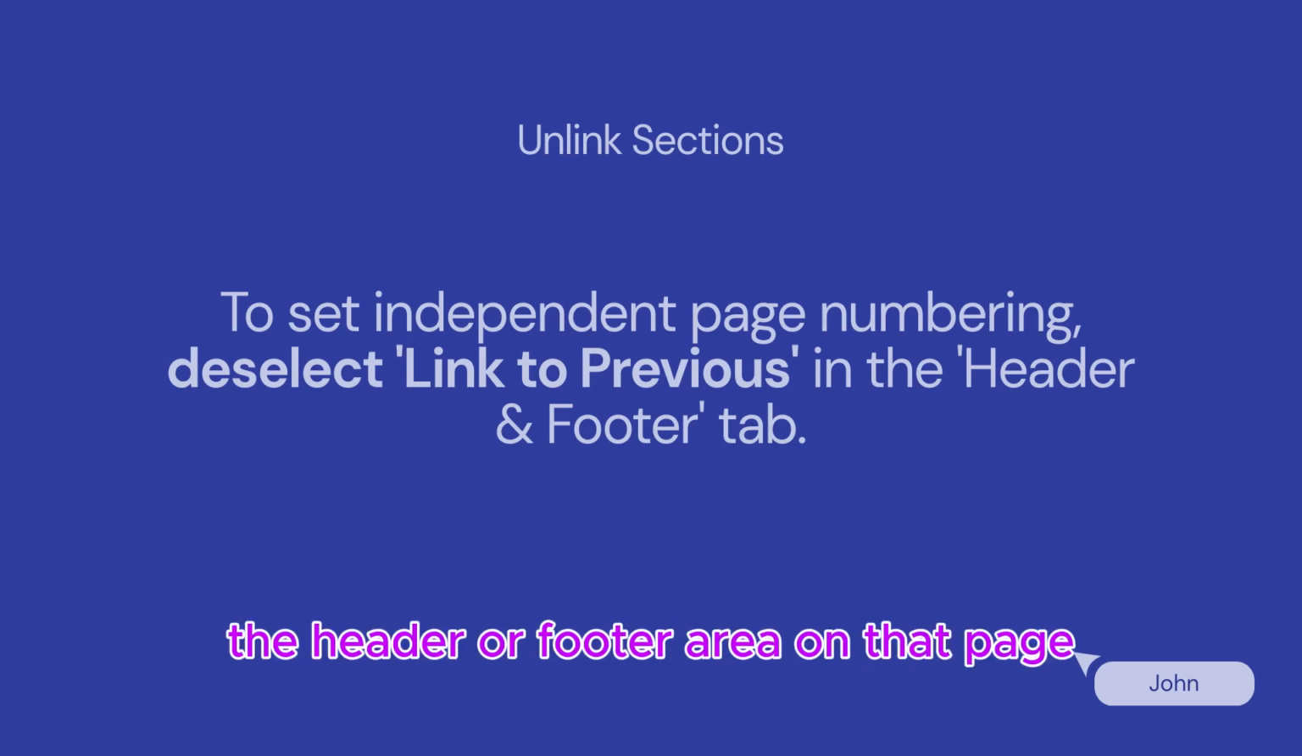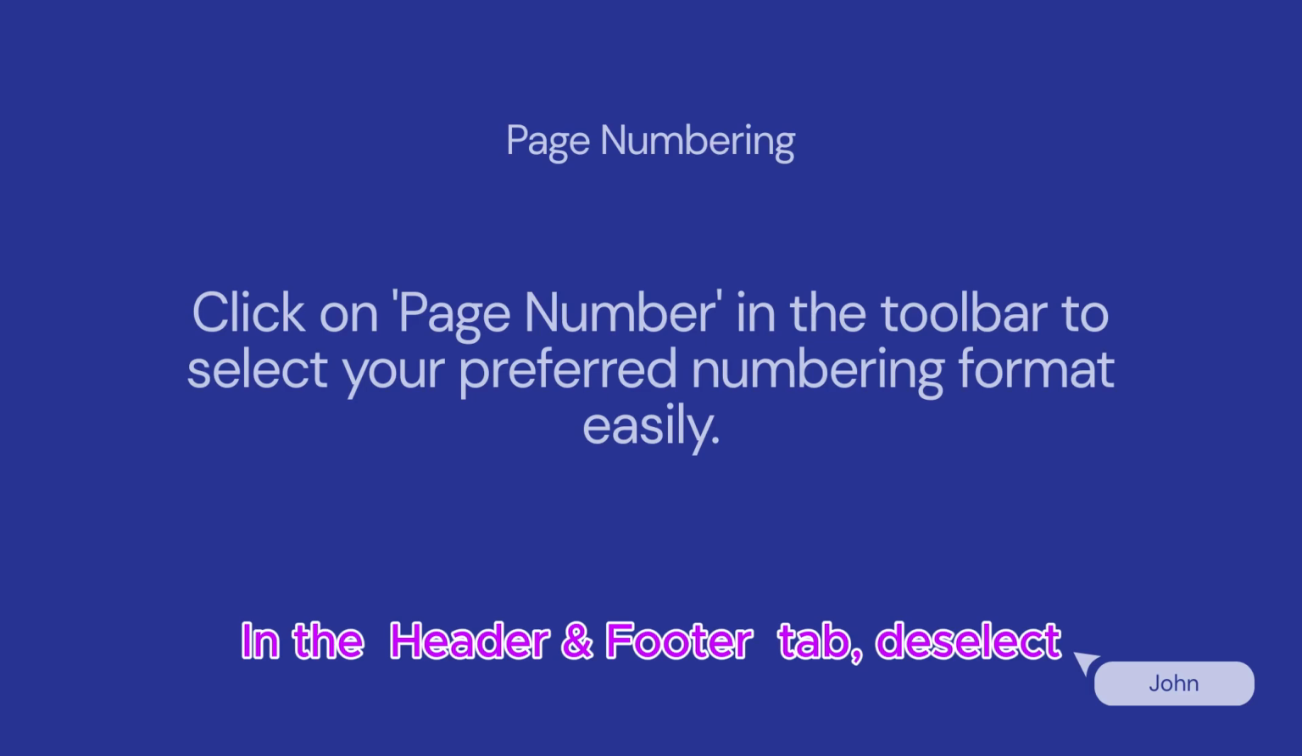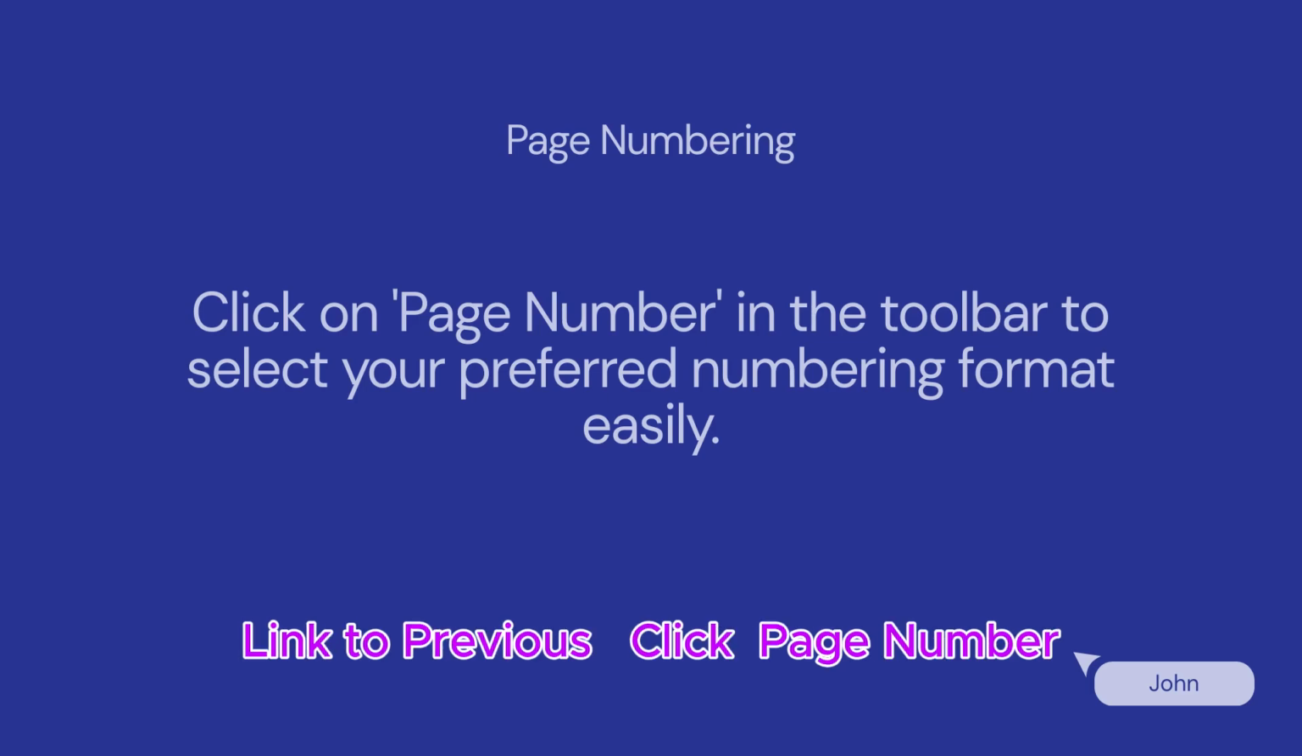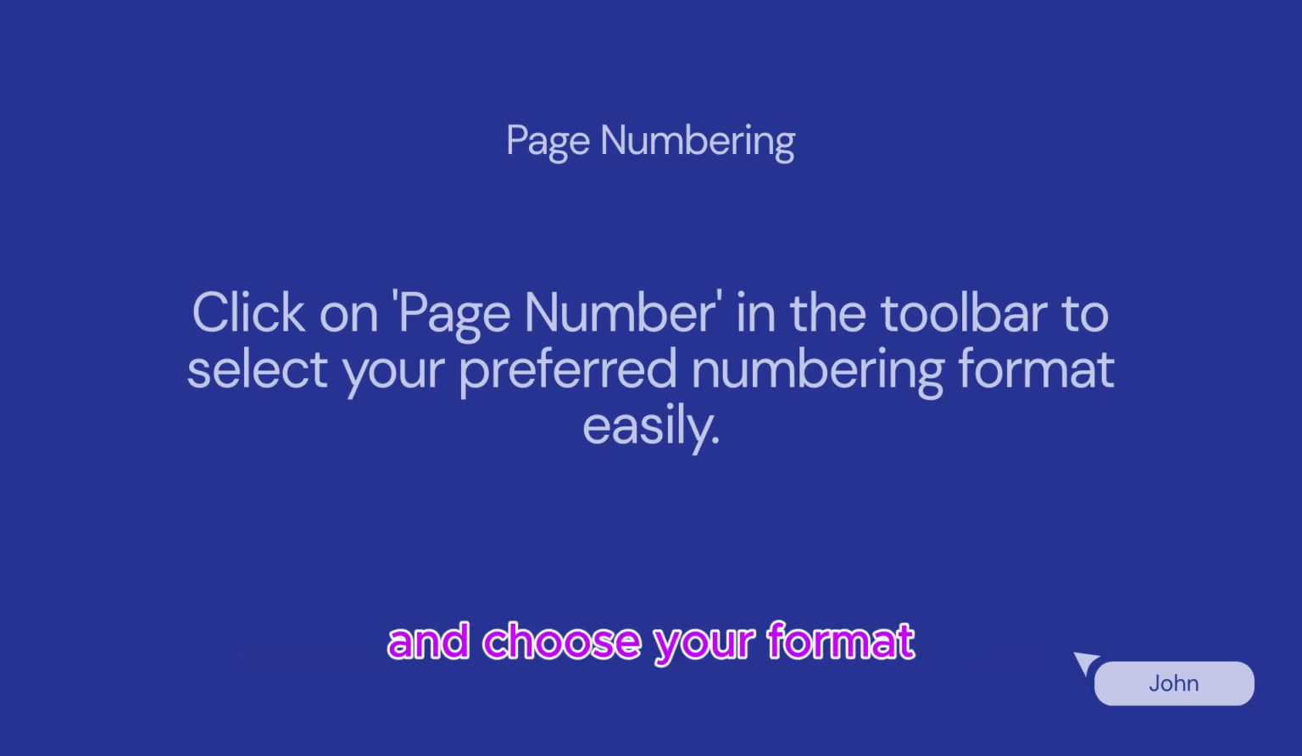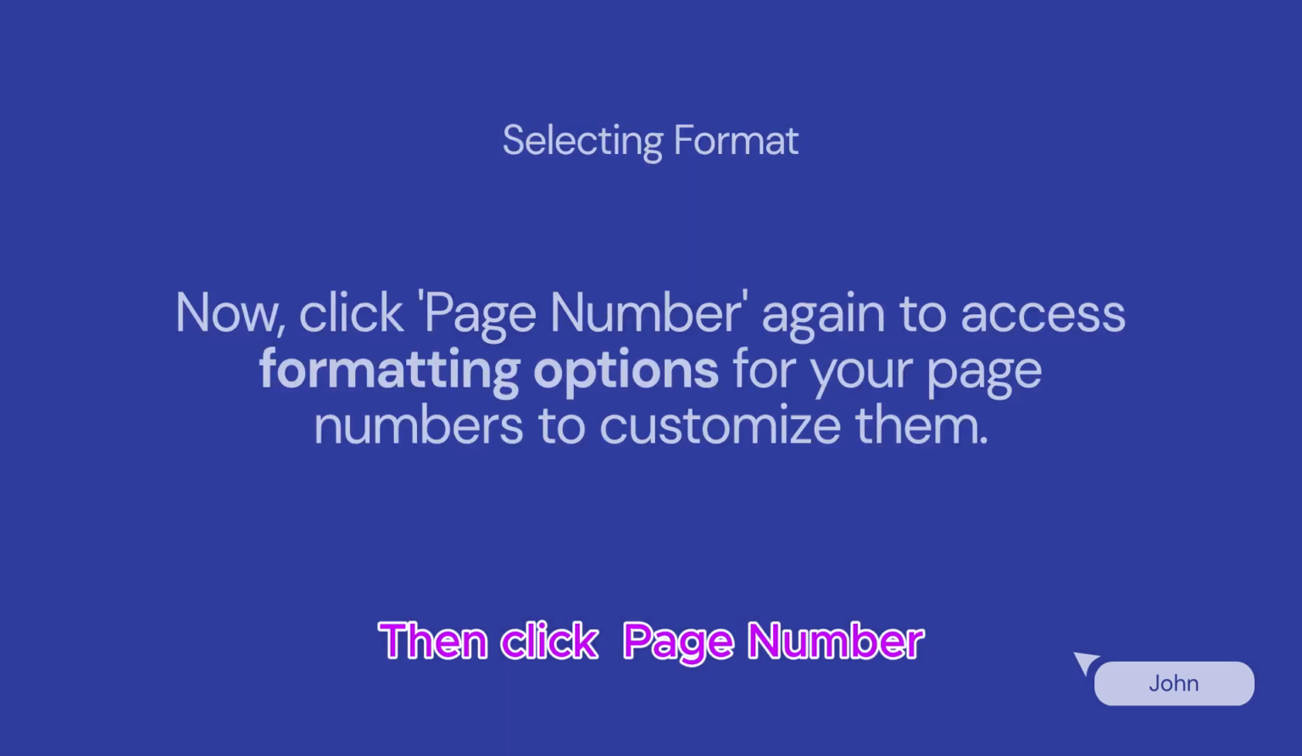Now double-click the header or footer area on that page. In the Header and Footer tab, deselect Link to Previous. Click Page Number and choose your format. Then click Page Number again and select Format Page Numbers.